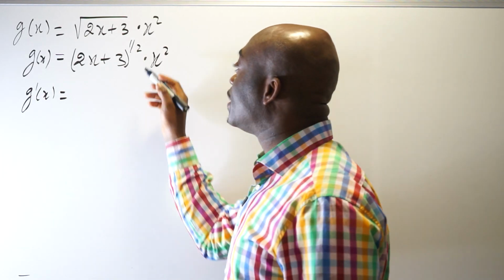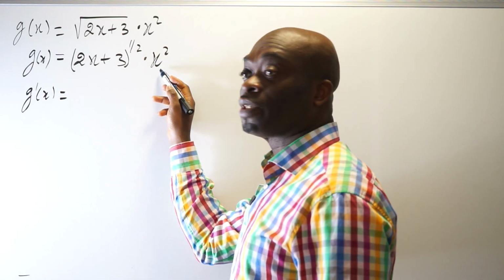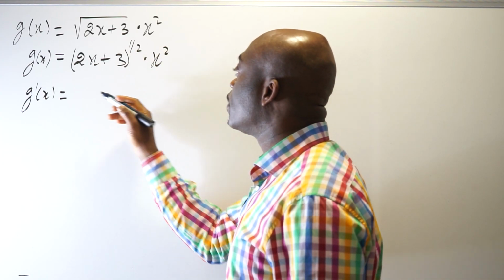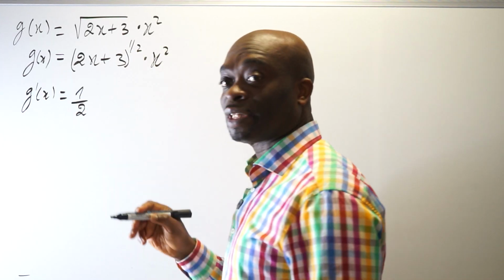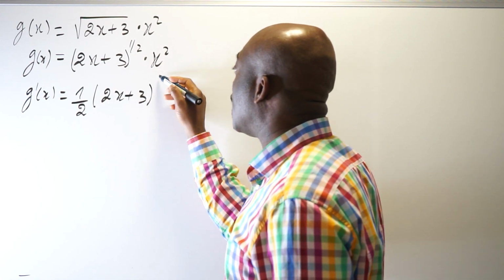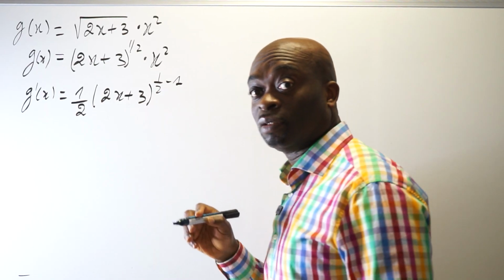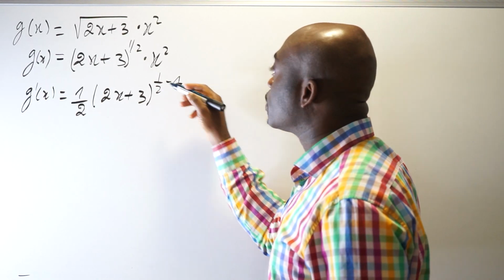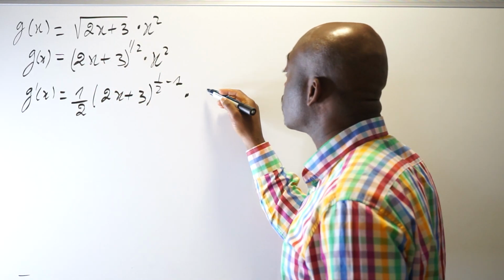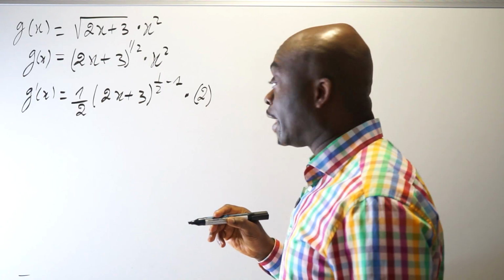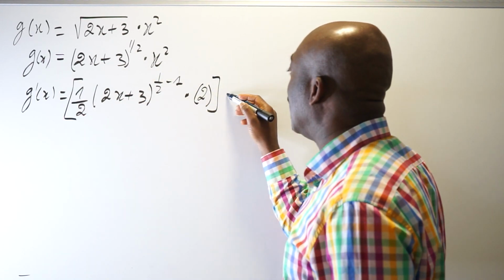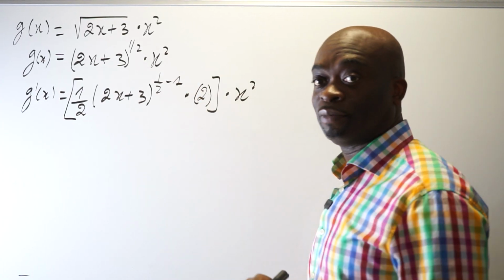So g prime of x is going to be the derivative of this one times x to the second power to begin with. So let's go. What's the derivative of this one here? We're going to use the chain rule. That will give us 1 over 2 times 2x plus 3 to the power 1 over 2 minus 1, then times the derivative of the inside function, 2x plus 3, which is just 2. And then we're going to multiply that by x to the second power.